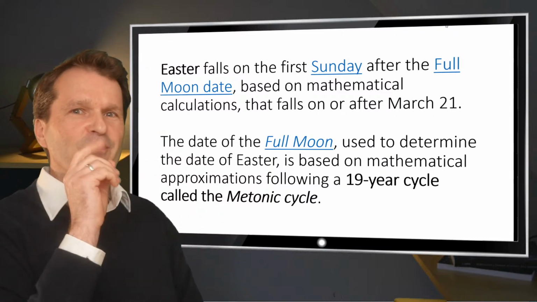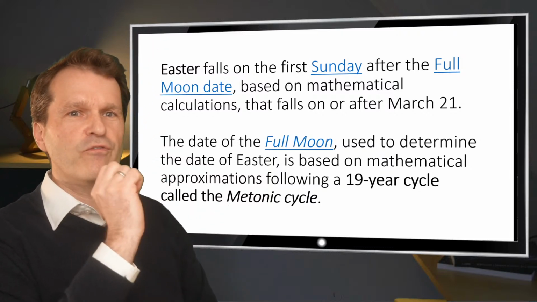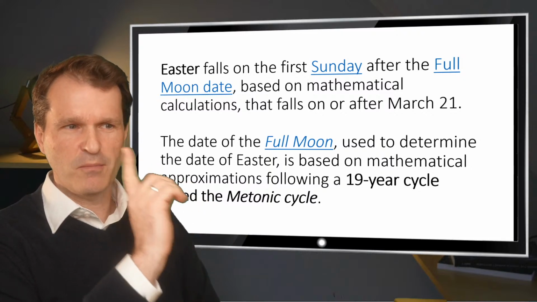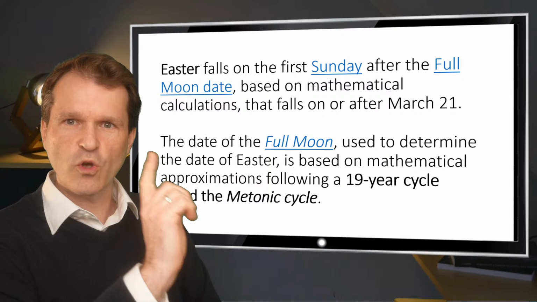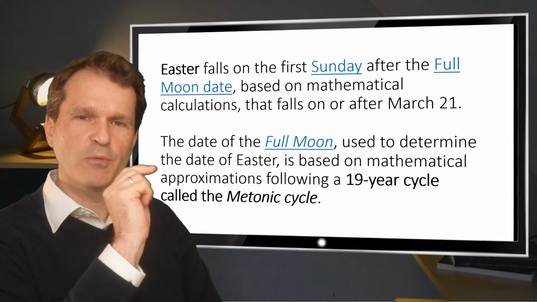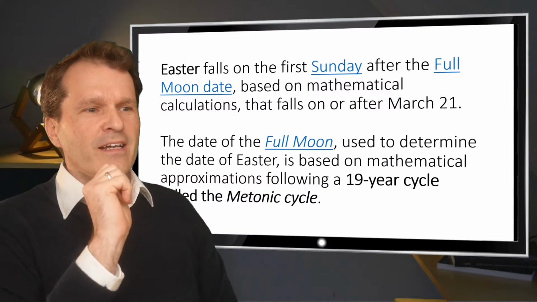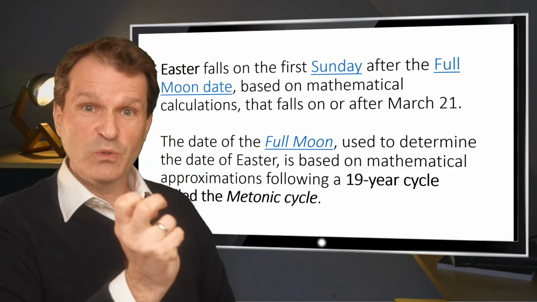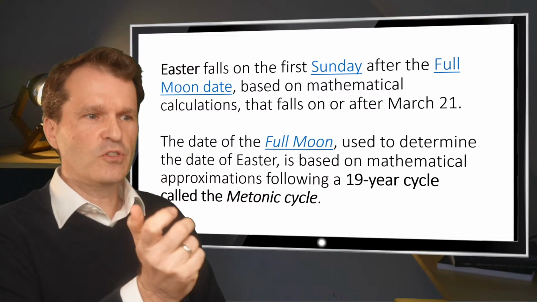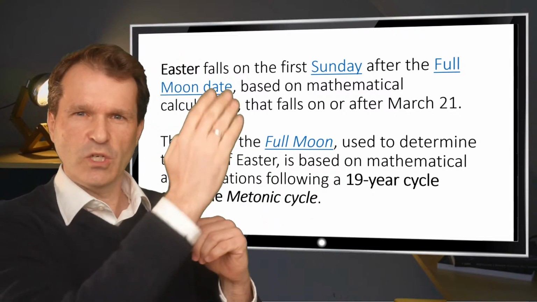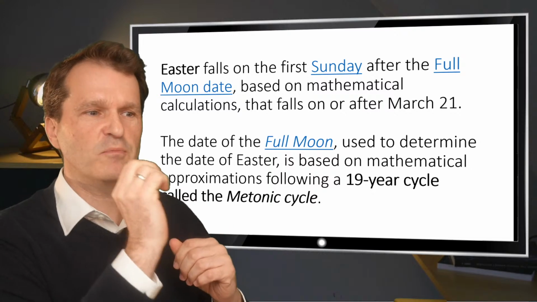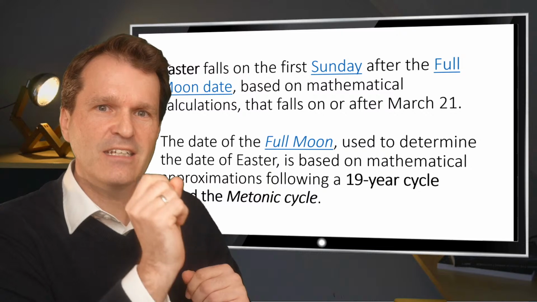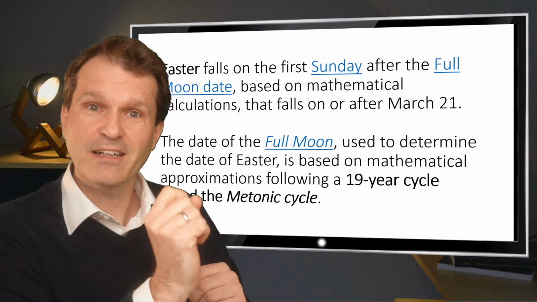So let's go through it. Easter falls on the first Sunday after the full moon date, based on mathematical calculations, that falls on or after March 21st. So that's how to calculate it. How do we get to the full moon date? The full moon date used to determine the date of Easter is based on the mathematical cycle following the 19-year Metonic cycle.